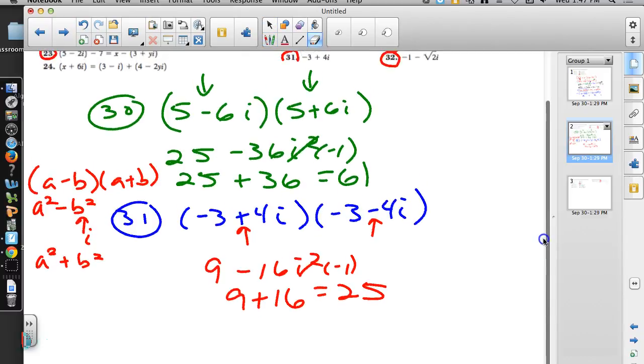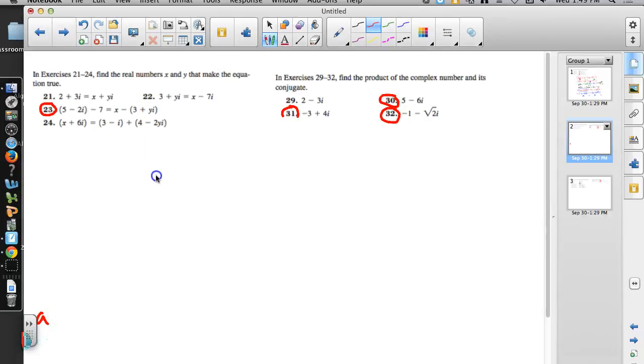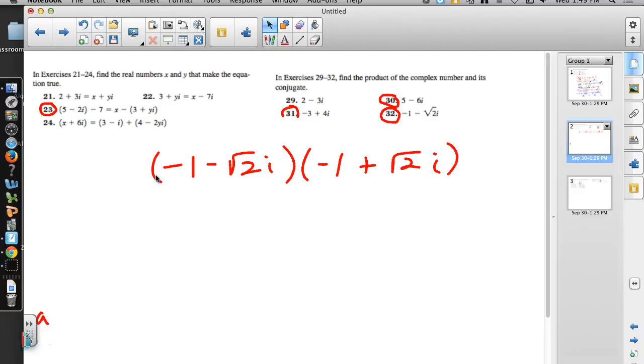All right, let me work this back up. I'll go after 32, which is a negative 1 minus the square root of 2i. And we'll need that to be negative 1 plus the square root of 2i for the conjugate, because again, all we do is change the sign between the two terms. So first times first is going to give us 1, negative 1 times negative 1. And then last times last, our negative square root of 2i times a positive square root of 2i.